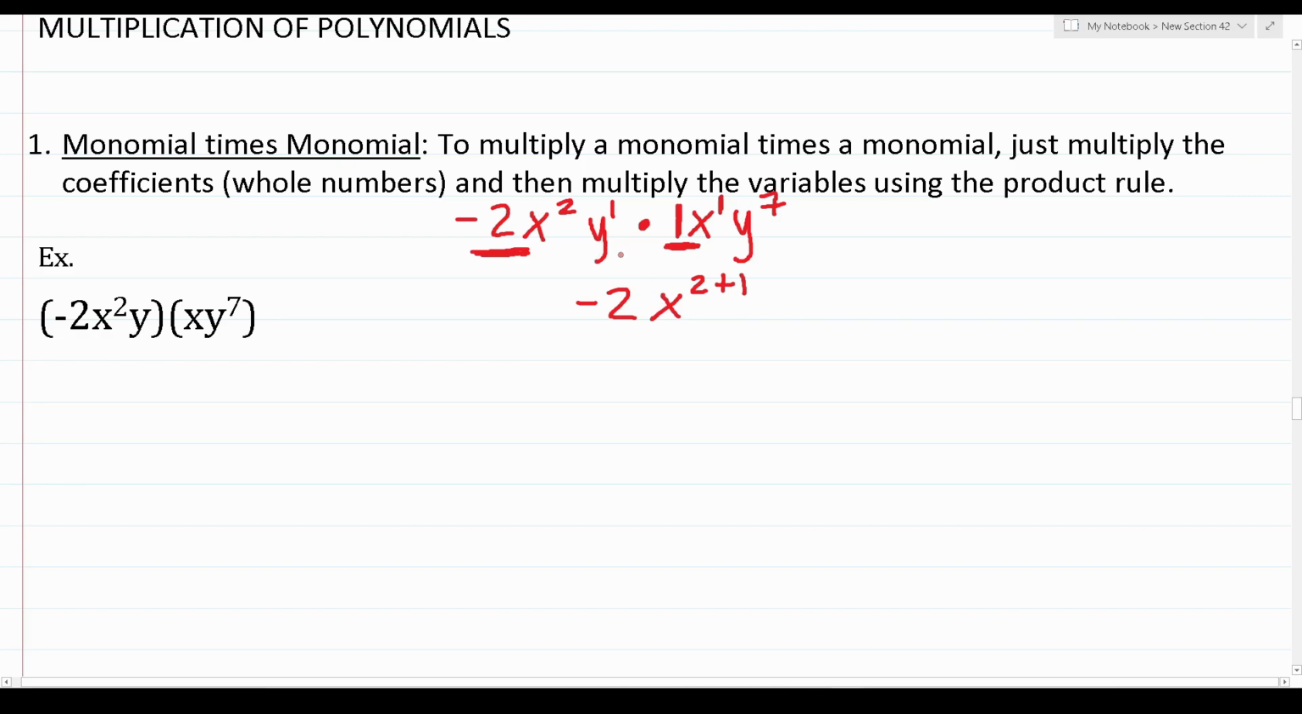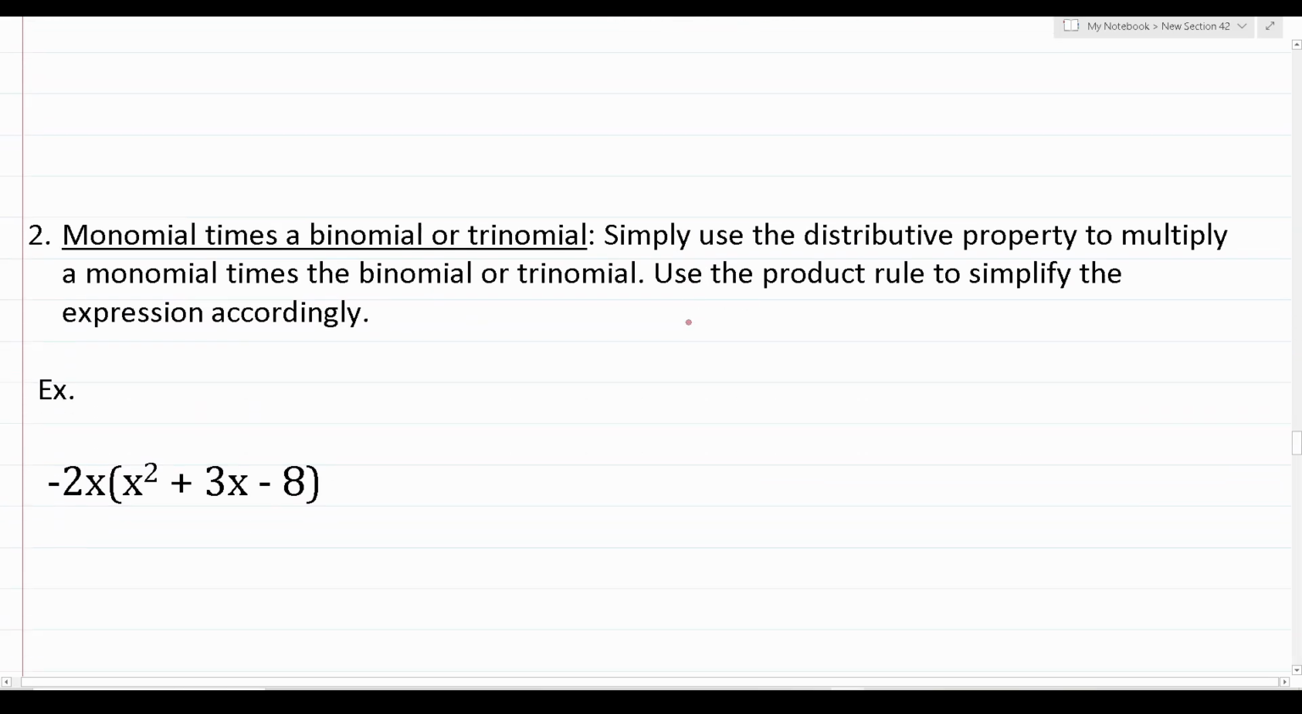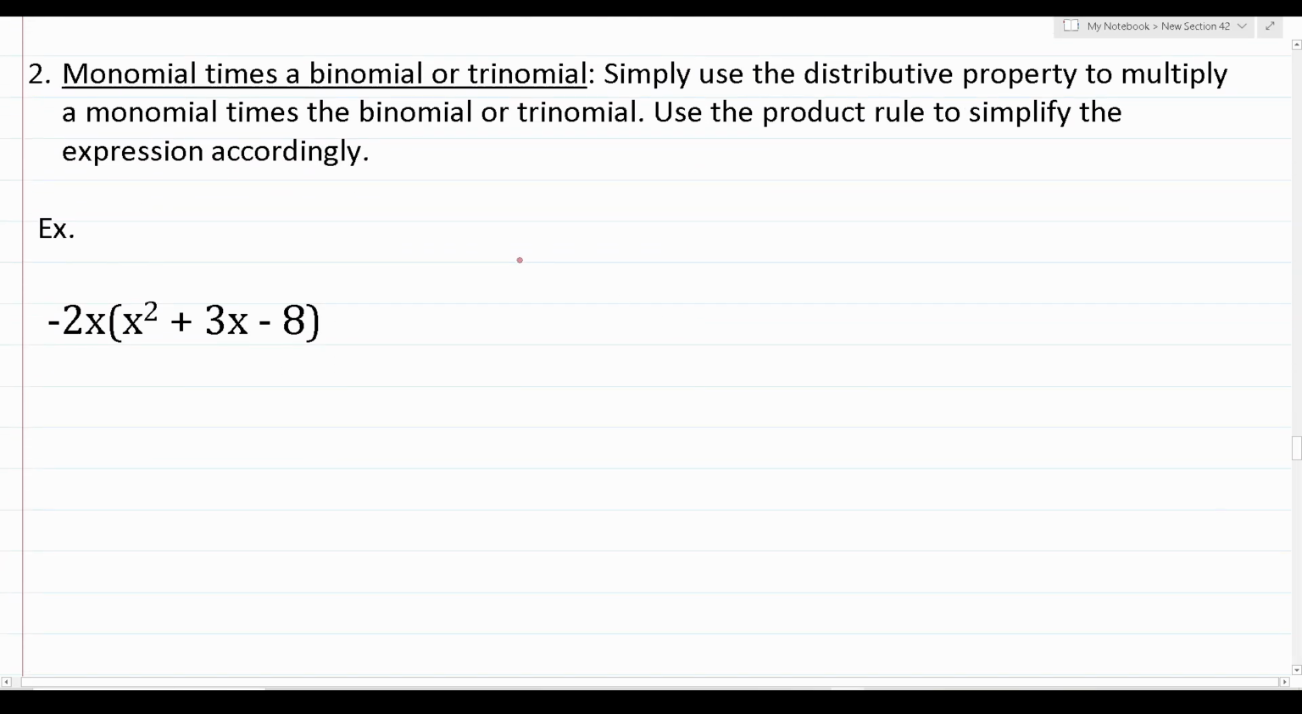Let's do the same thing here for y. Keep y the same, and then add the exponents. Again, this says y to the first times y to the seventh. According to the product rule, that becomes 1 plus 7. Let's do this simple arithmetic to clean this up a little bit. We have negative 2x to the 2 plus 1, which is 3, and then y to the 1 plus 7, which is 8. All right, that's all there is to multiplying a monomial by a monomial. Now that we've seen that, let's work on another instance involving the multiplication of polynomials.